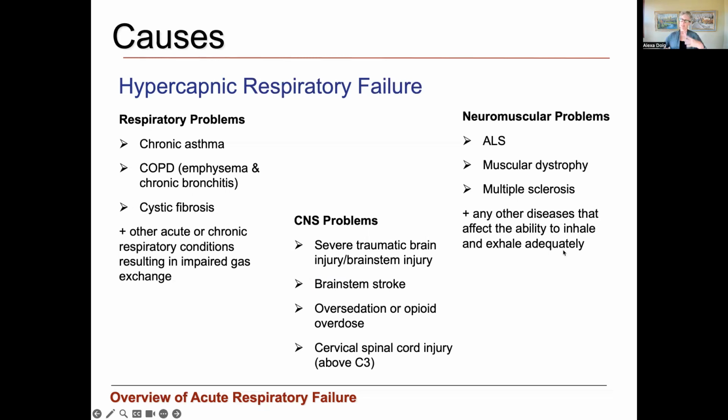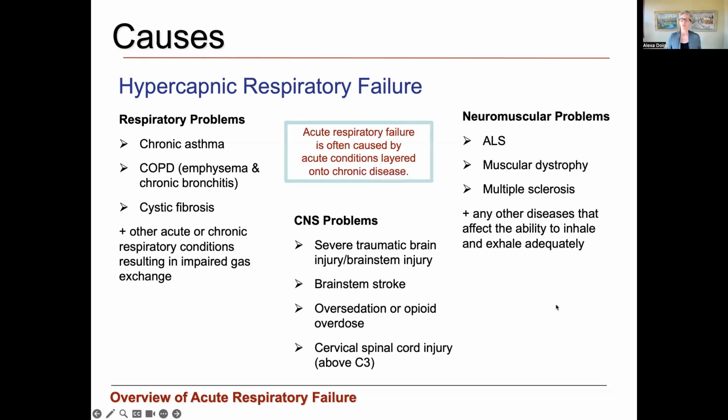Neuromuscular problems, again, tend to be a little more chronic: ALS, muscular dystrophy, multiple sclerosis, where the person has had muscle atrophy or inhibition of motor stimulation to the muscles, and they just can't take in a deep breath. Okay, so they build up CO2 and their oxygen levels go down.